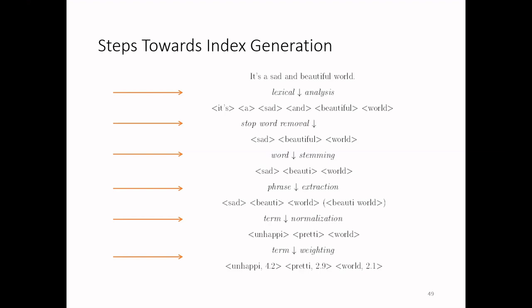The first one is unhappy, and the second one is a phrase, pretty word. All right. So what we can do is we can basically create weights for them following the procedure that I have defined earlier. All right. So that's how typically you will go through a process of building a vector representation for a given document.